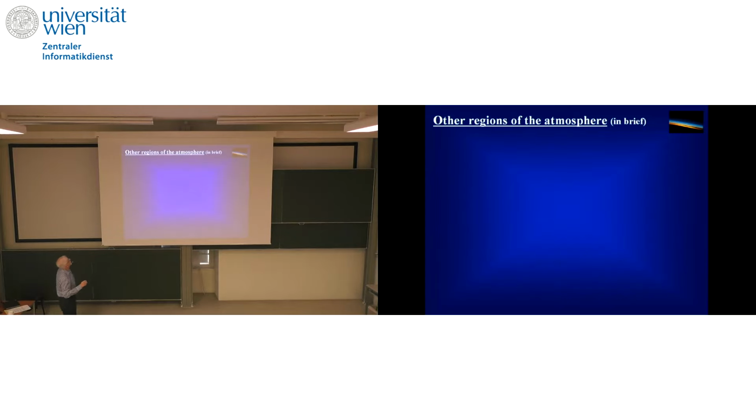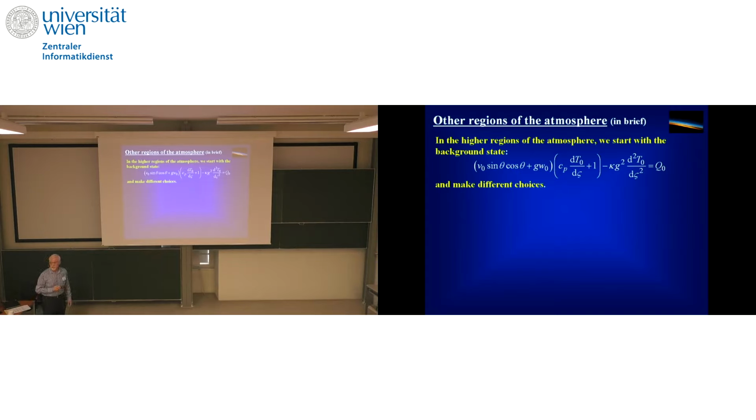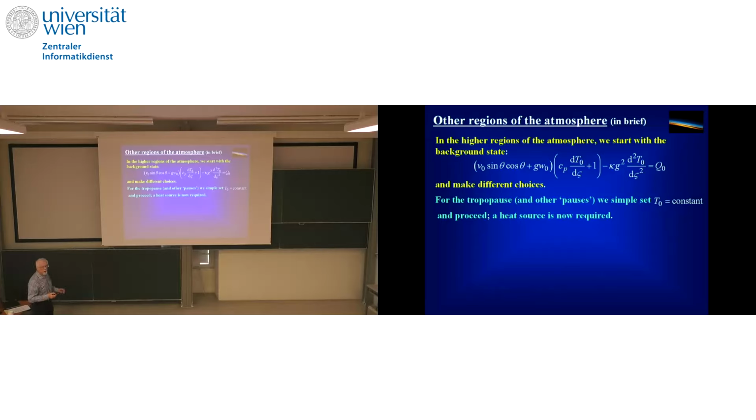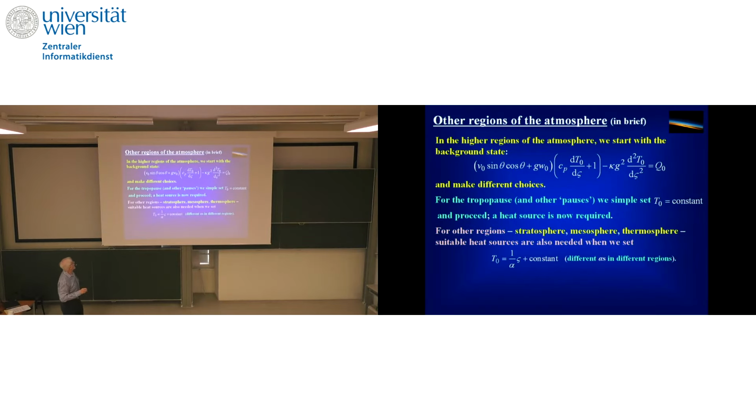Right. So, I better just deal with this too. You can do the whole process in the higher regions of the atmosphere. Everything I've just shown you essentially goes through. So, we start with background state, but now we make different choices. Obviously, if we're in the tropopause, then we're going to set T naught as a constant. Previously, we had Q naught as 0. Q naught now will no longer be 0. You need some sort of heat input to generate that solution. For the other regions, the stratosphere, mesosphere, and thermosphere, again, you just make a suitable choice for the temperature variation. Again, suitable heat sources will be required.